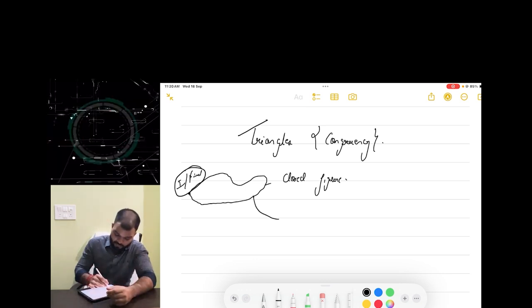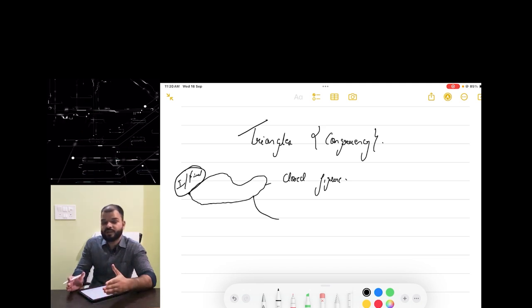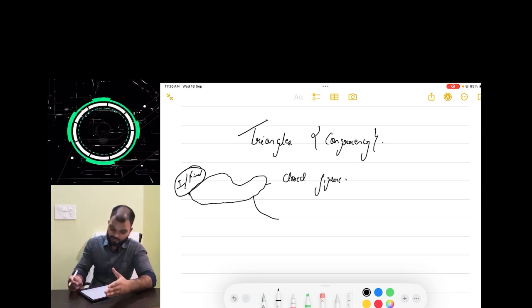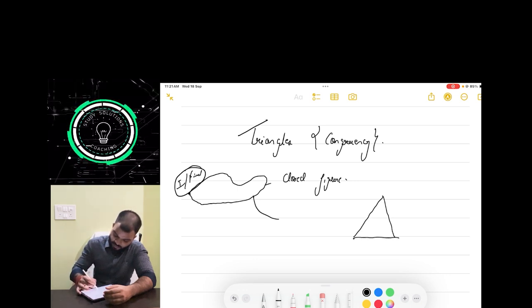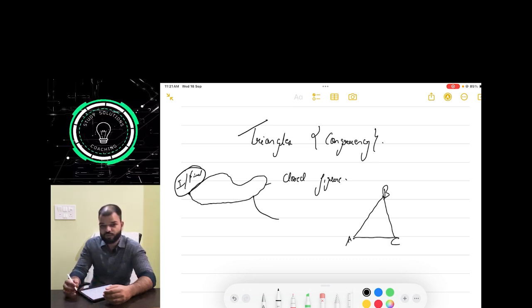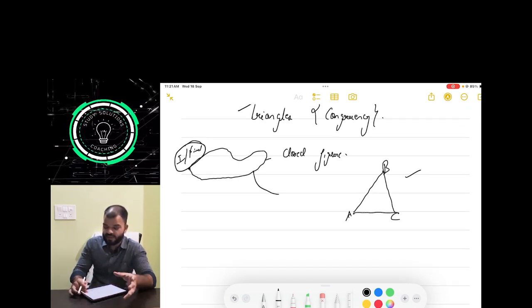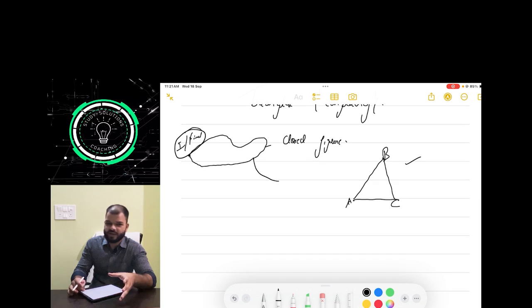A closed figure that basically consists of 3 line segments is a triangle. If you have line segments like this and this, A, B, C are the 3 points of your triangle. So this is your triangle. It basically consists of 3 points, or you can say 3 angles.